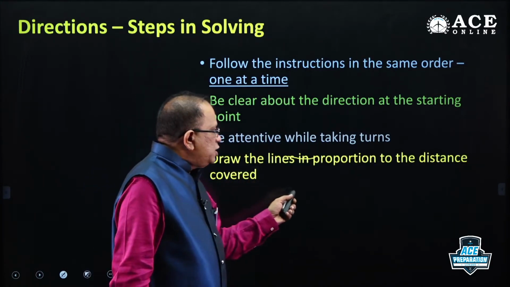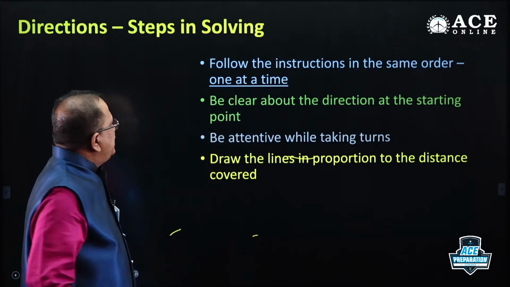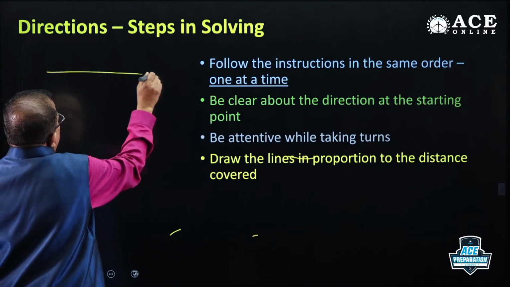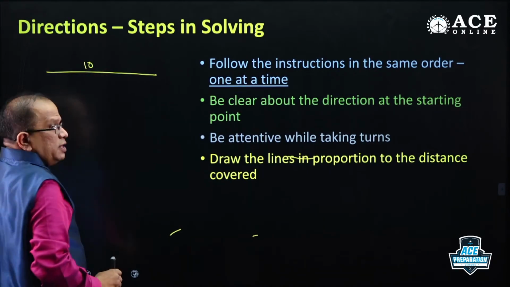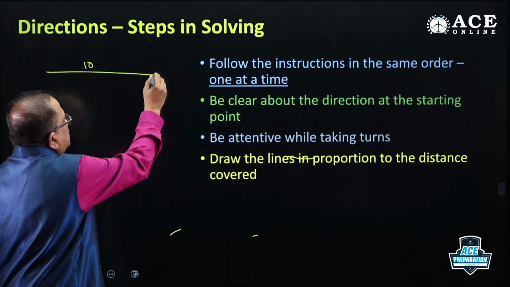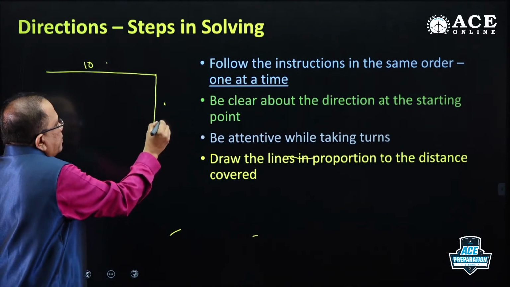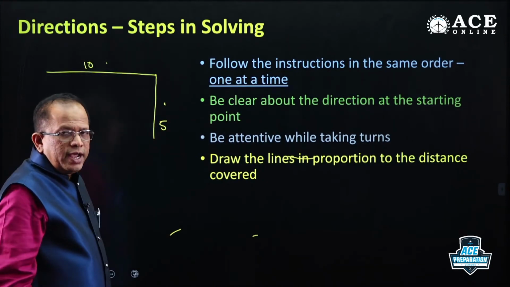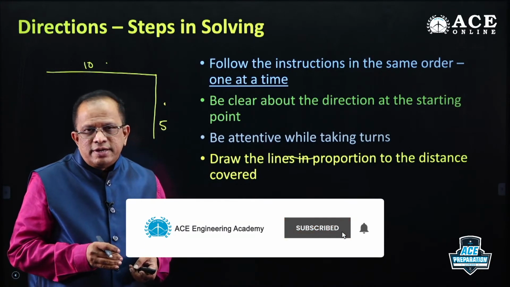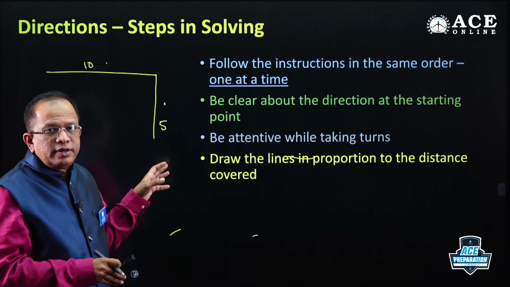Then draw the lines in proportion to the distance covered. If it is given someone is moving towards east from west 10 meters. After that he took a right turn and moved 5 kilometers. Now 5 should be approximately half of this 10. Approximately. We cannot draw to the scale. We are not using any scale system here. But approximately you need to draw half of it.